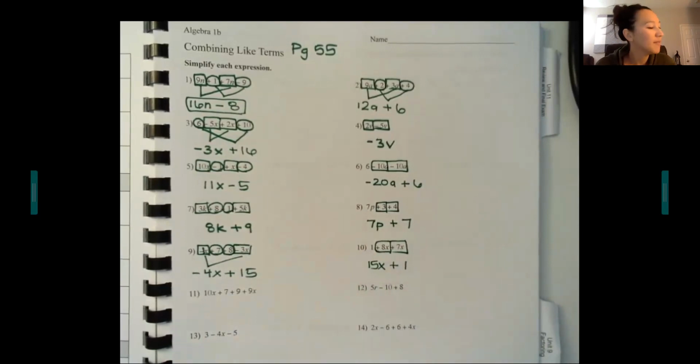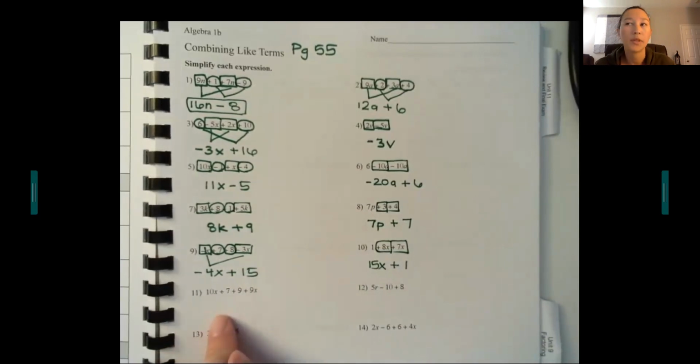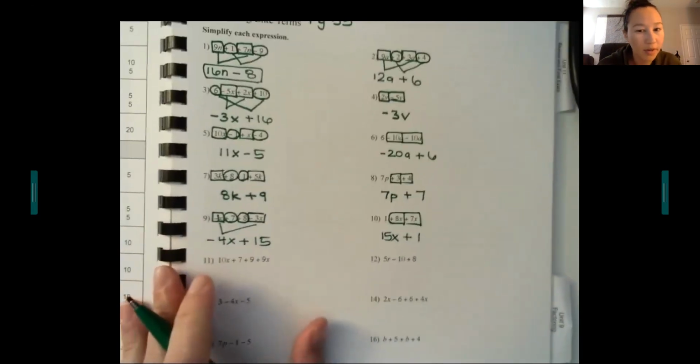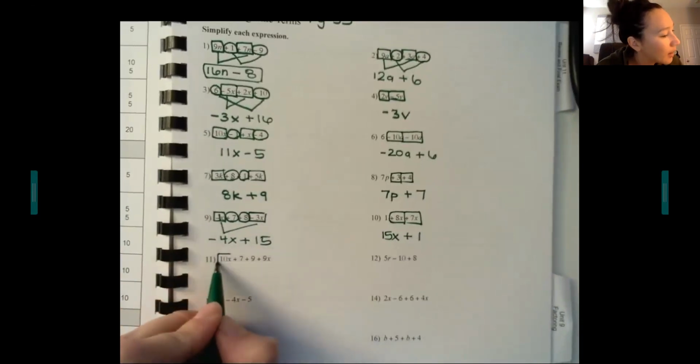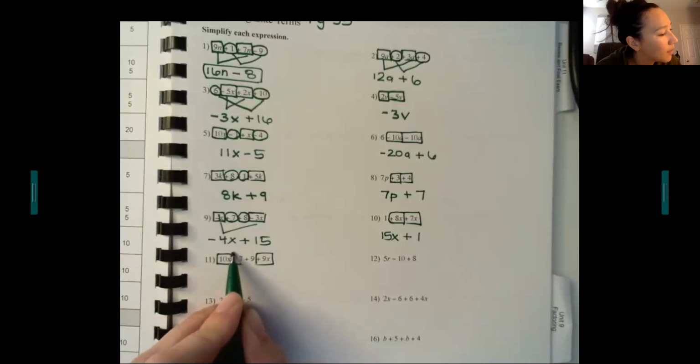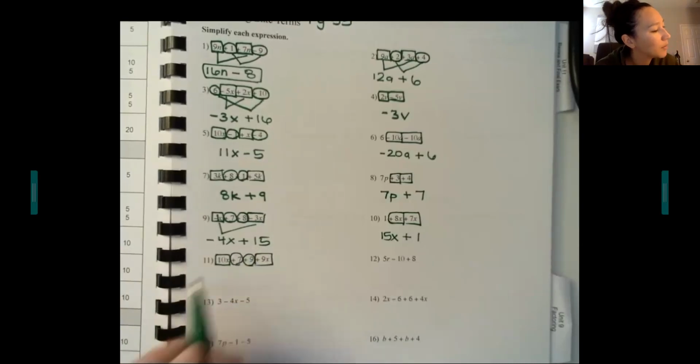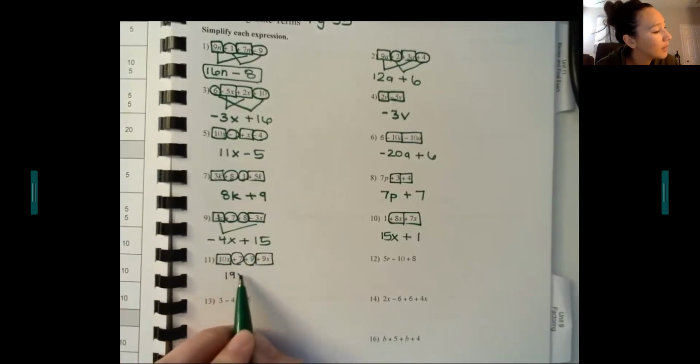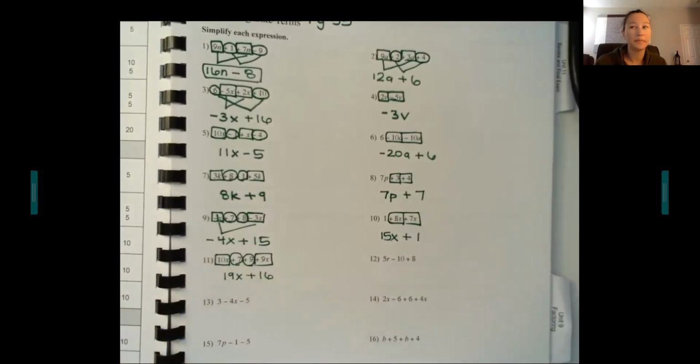Kaleni, did you have number 11? Or is Kaleni not with us? Okay, I'll go ahead and do number 11 then. We have 10x, and we have positive 9x, and then we have 7 and 9 that we would circle. So that would be 19 x's, and then 7 plus 9, which is 16.